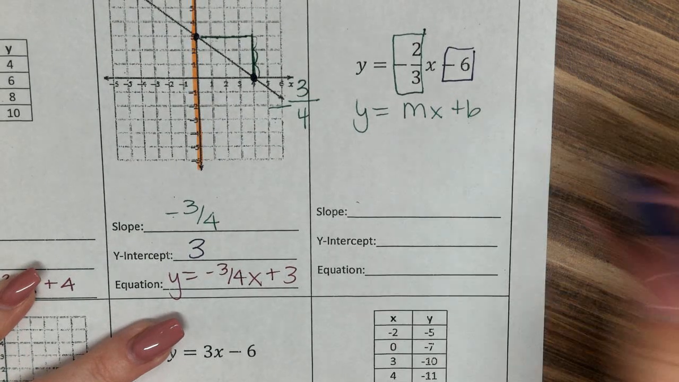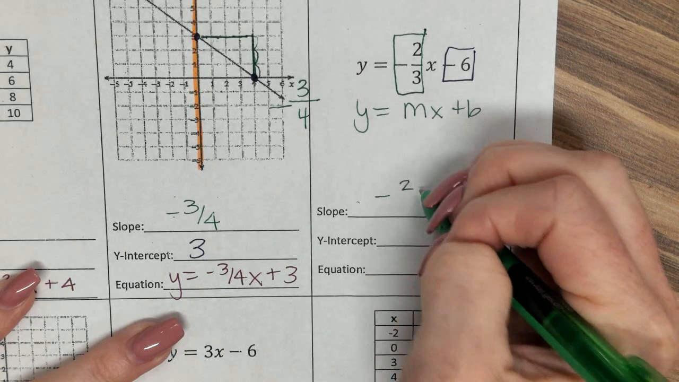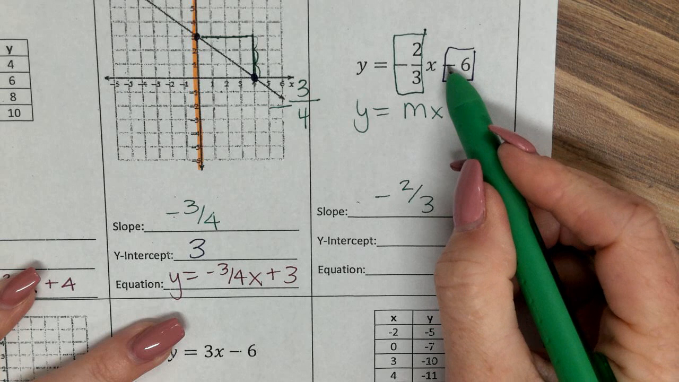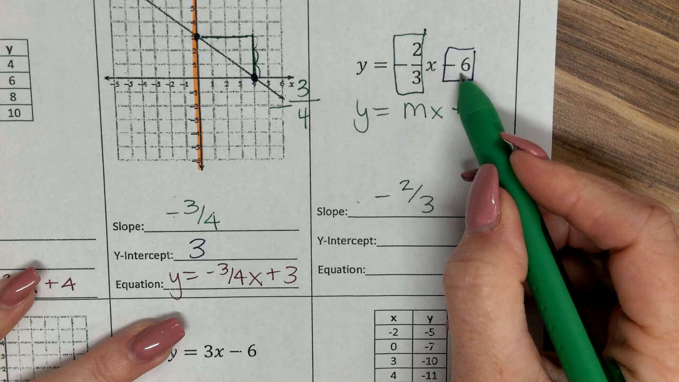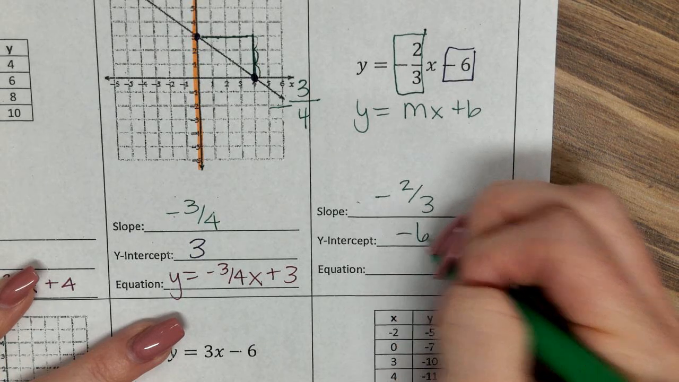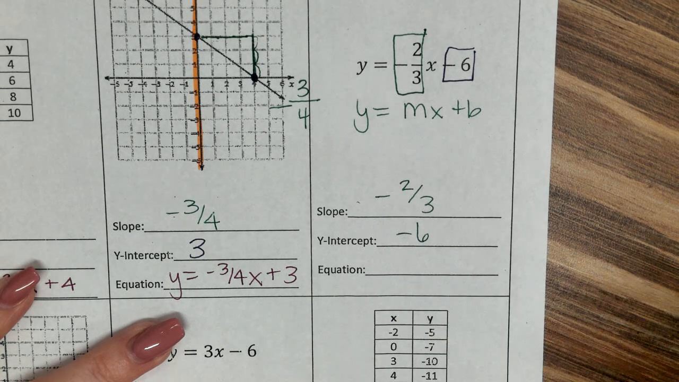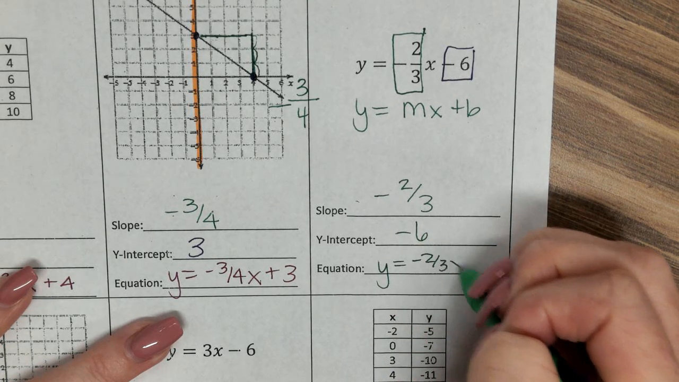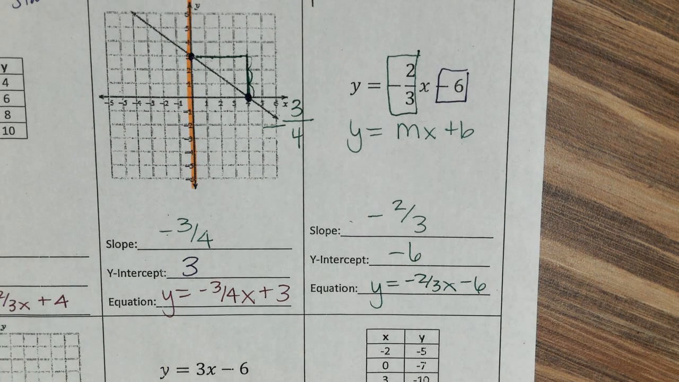Okay, so the slope was negative 2/3. And the y-intercept is what? It is not positive 6, it is negative 6. And then the equation, you would just write it exactly the same. y equals negative 2/3 x minus 6.